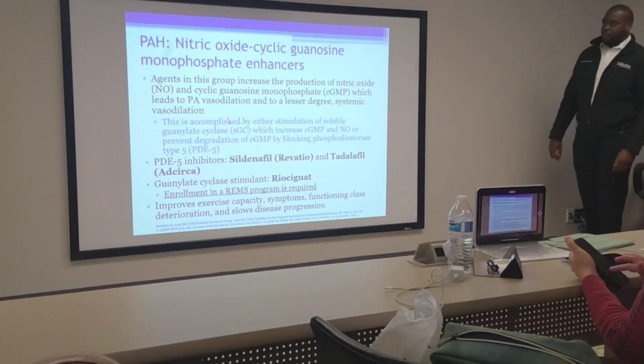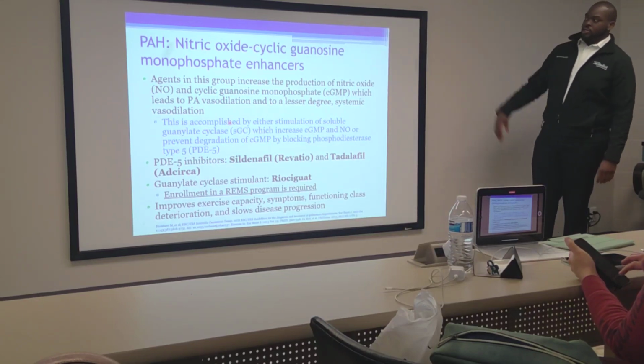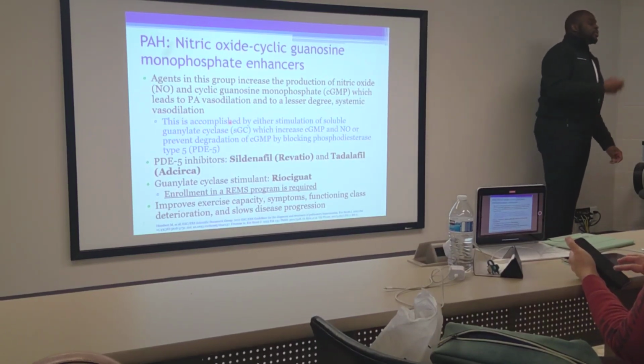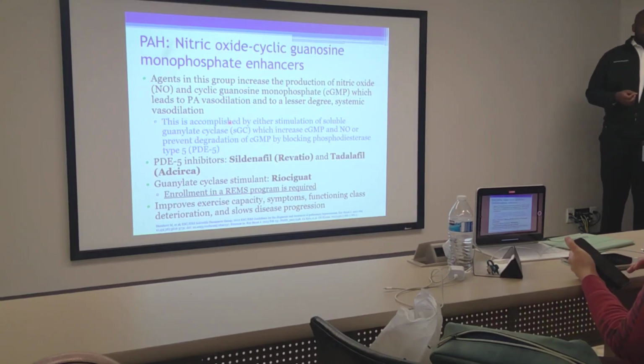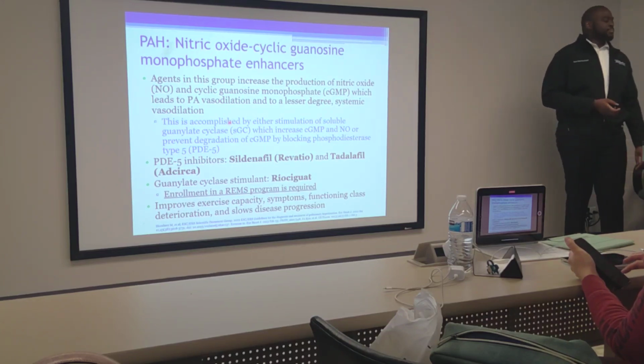Then we also have our nitric oxide and cGMP enhancers. Know that agents in this group do increase production of your NO as well as your cGMP, which leads to pulmonary artery vasodilation, and to a lesser extent, systemic vasodilation.